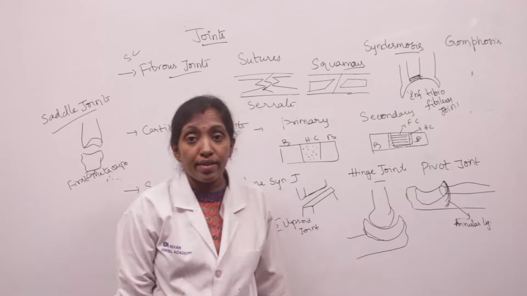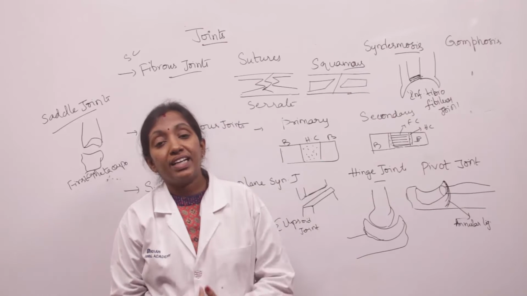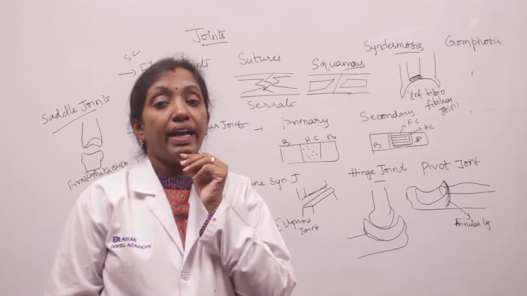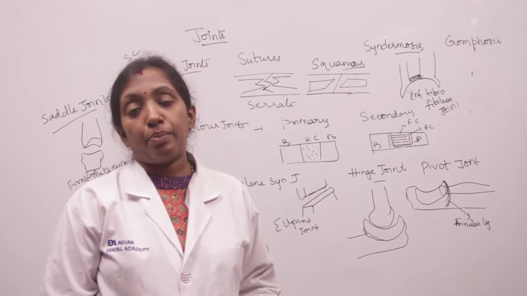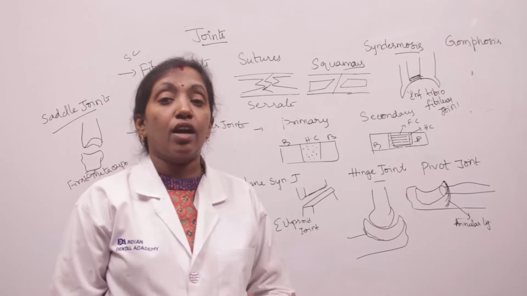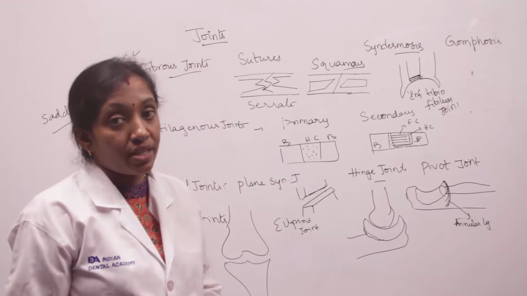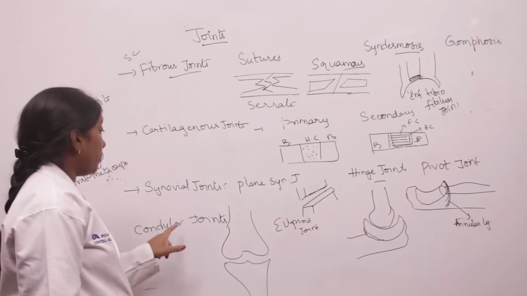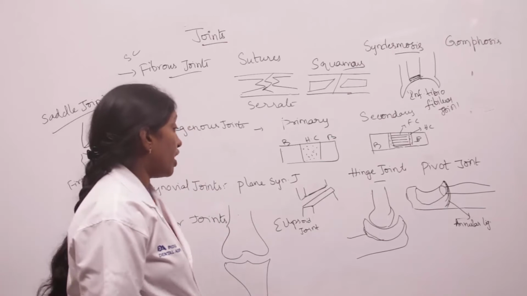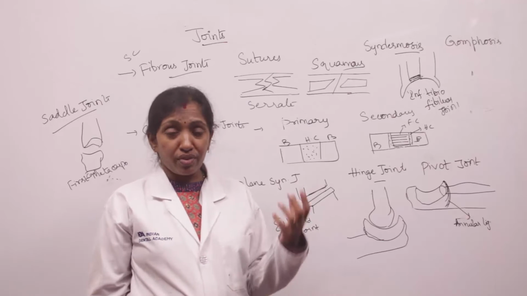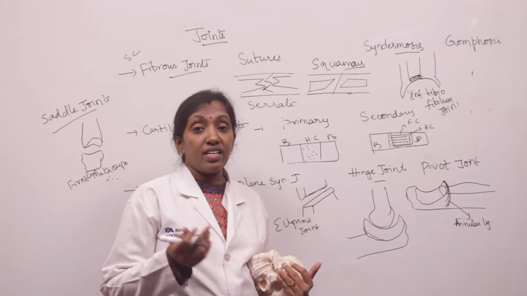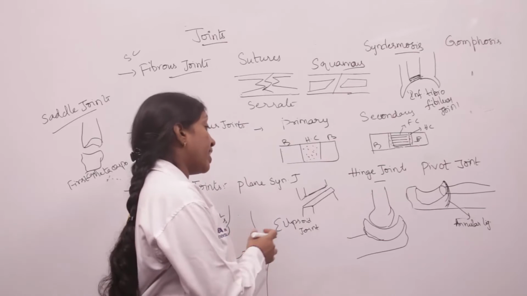Secondary cartilaginous joints usually occupy the midline structures of the body: the manubriosternal joint and the pubic symphysis. The two hip bones united form a secondary cartilaginous joint, which is the pubic symphysis. Coming to synovial joints, plain synovial joints can be seen between the articular surfaces of the vertebrae.